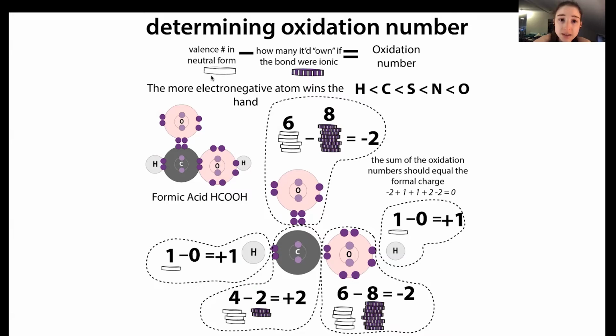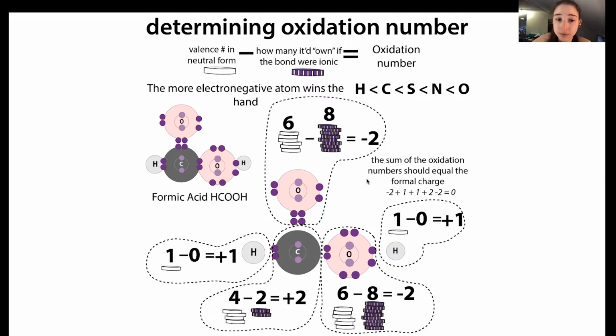So the valence number minus how many it would own if it were ionic gives you the oxidation number. Remember, because this is like what the charge would be. So this is what it would be charged if they were to actually split up these molecules.